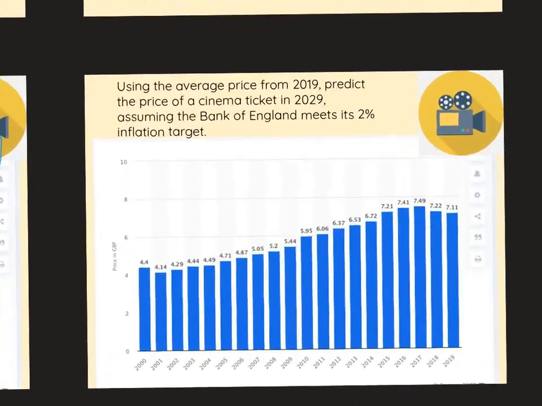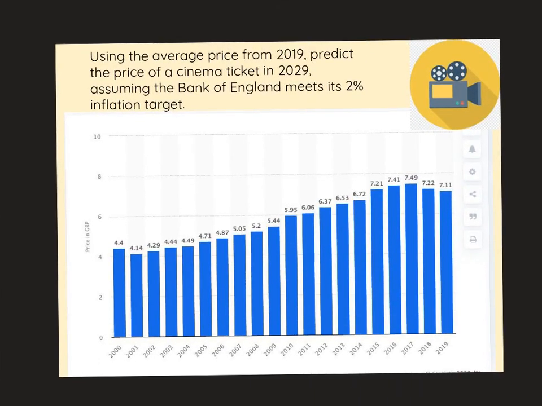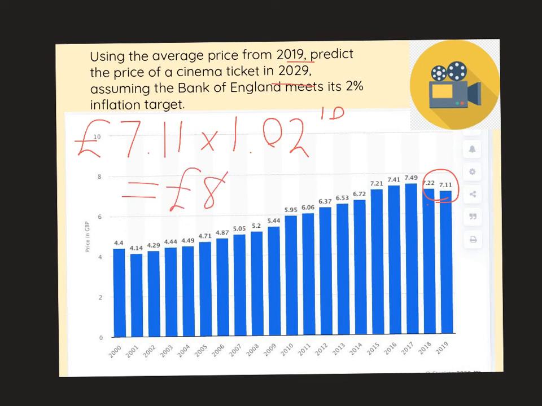And last question, using the average price from 2019, predict the price of a cinema ticket in 2029, assuming the Bank of England meets its 2% inflation target. So the price in 2019 is £7.11. And we're going to multiply by 1.02. And we're going from 2019 to 2029, so that's 10 years. So £7.11 times 1.02 to the power of 10. And you get £8.67. So that's what we would expect in 10 years' time.